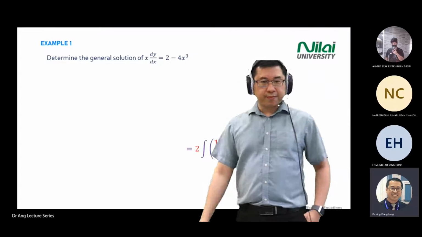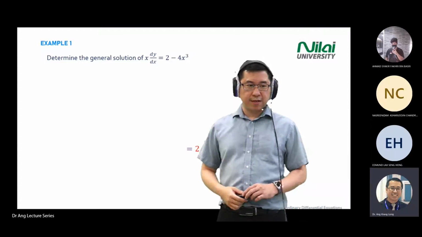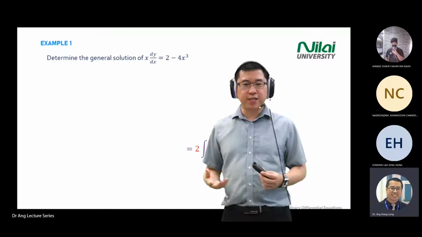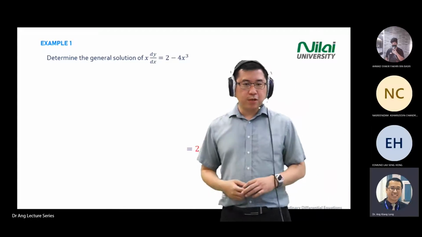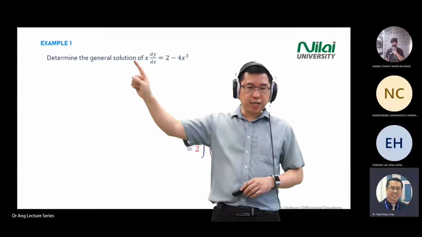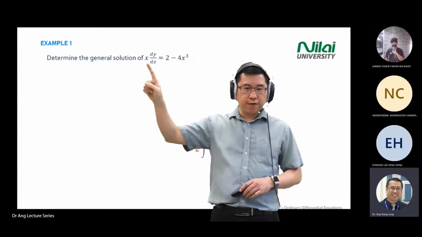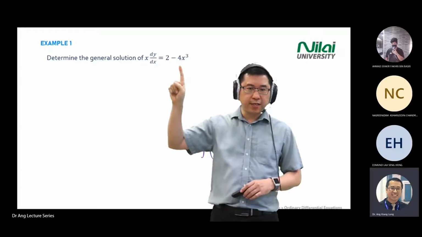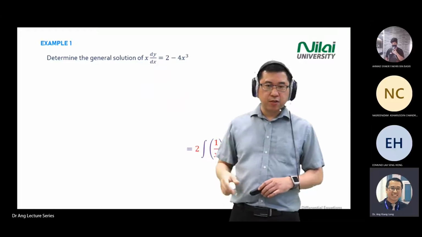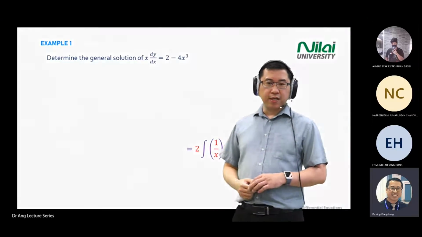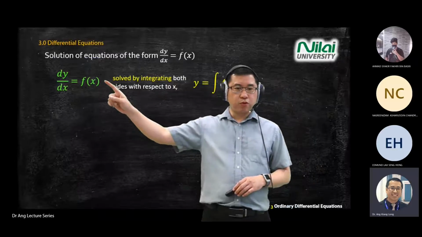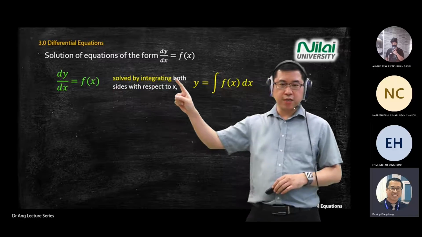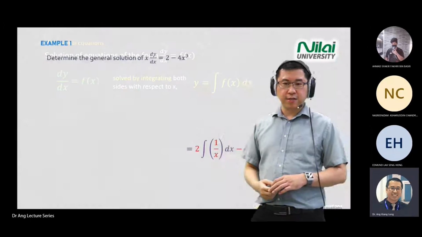Example number 1. This one will be a very, very simple chapter for you because we have repeated all this in chapter 2. Determine the general solution of x dy dx equal to 2 minus 4x power 3. Again, just now, how do you solve a differential equation? The step is to change the differential using the integration process.